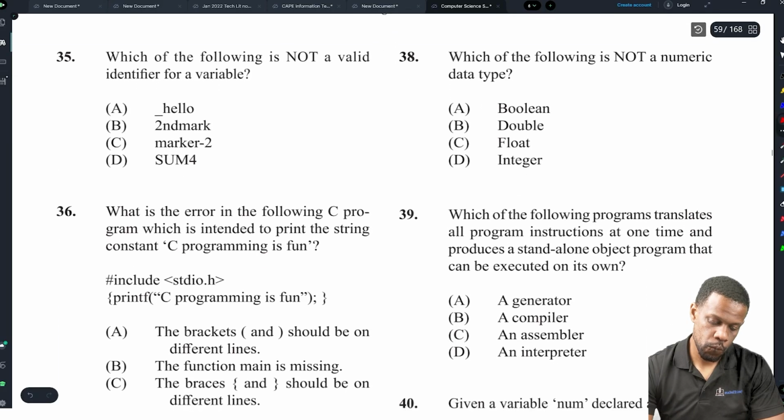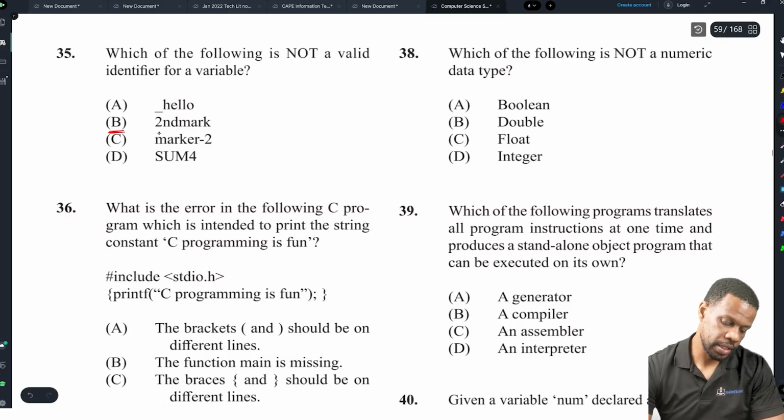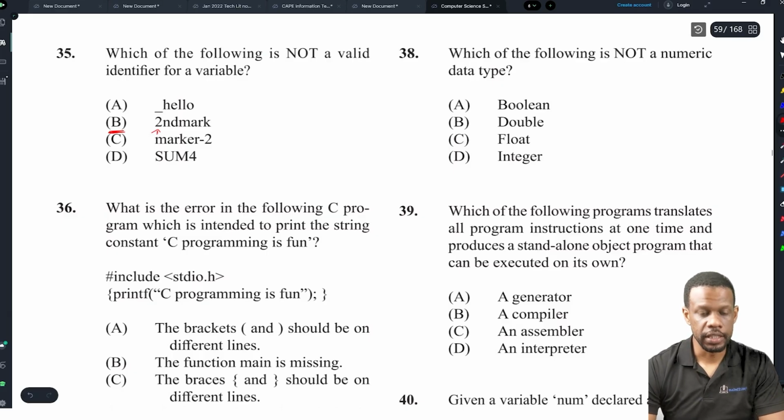Good. Which of the following is not a valid identifier for a variable? B. You can't put a number to start a variable. That's illegal.